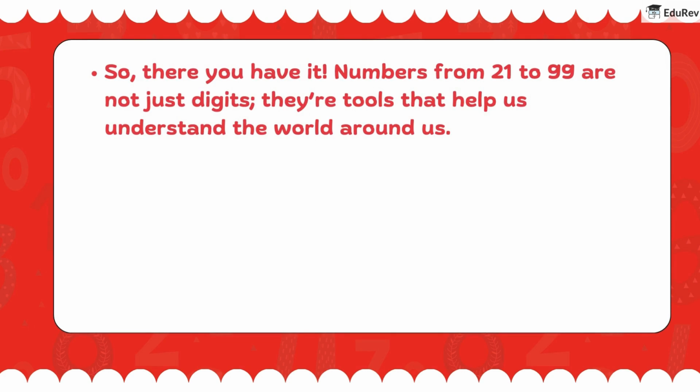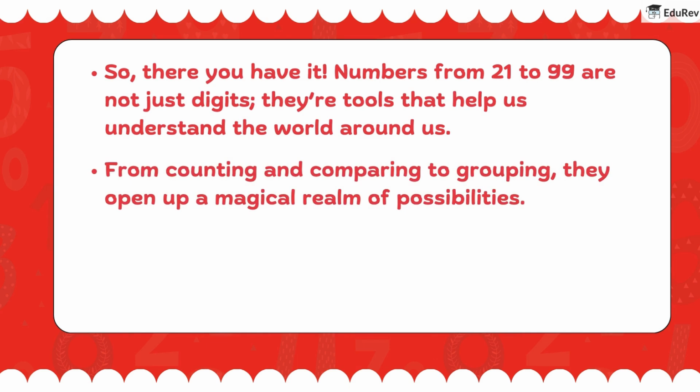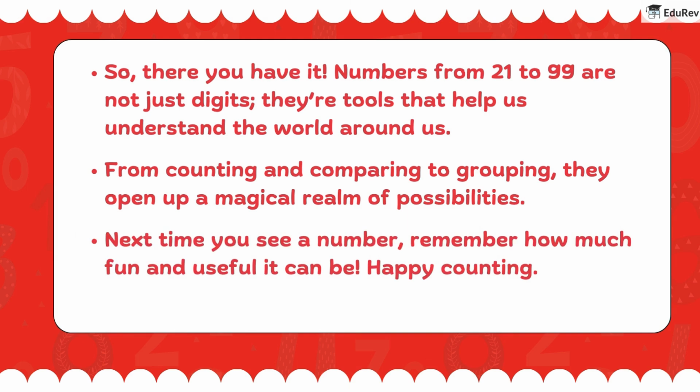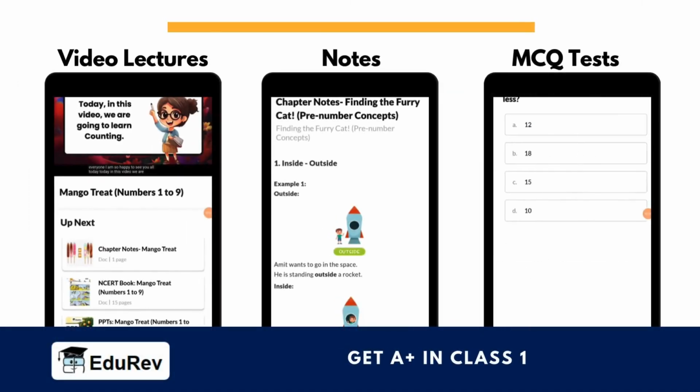So, there you have it. Numbers from 21 to 99 are not just digits, they're tools that help us understand the world around us. From counting and comparing to grouping, they open up a magical realm of possibilities. Next time you see a number, remember how much fun and useful it can be. Happy counting! We hope that you have understood the topic.